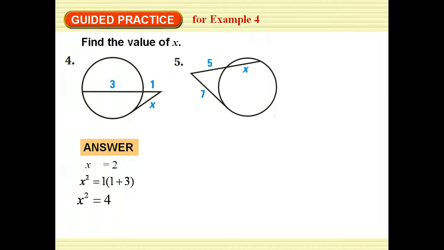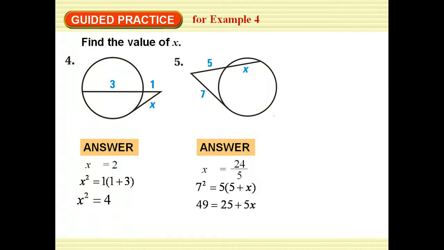How about this one? My answer comes out to be 24 over 5. Now, how did we get that? We said 7 squared is equal to 5 times 5 plus x, which gave me 49 equals 25 plus 5x, so 24 was equal to 5x, so I divided by 5.